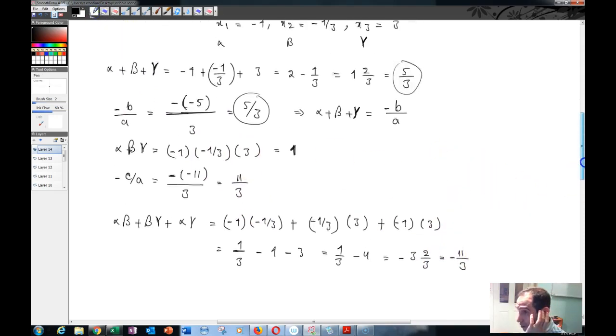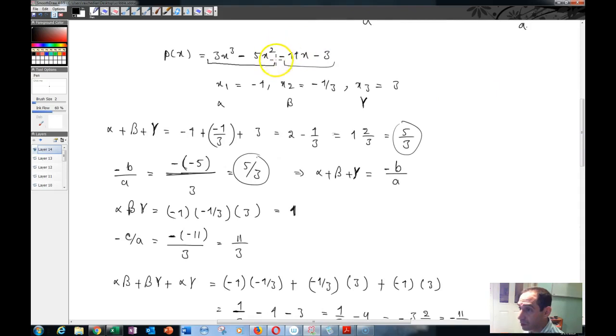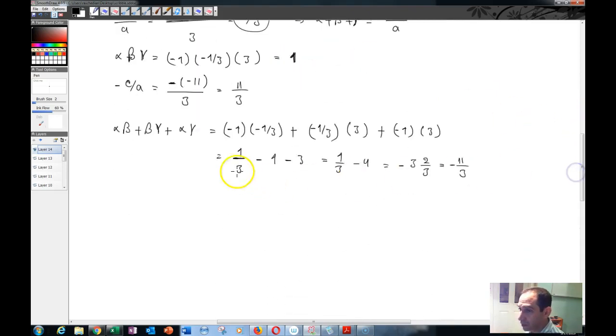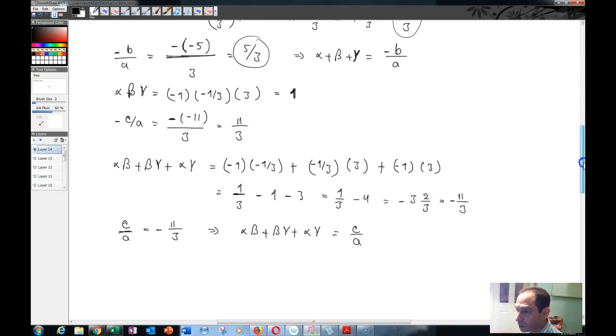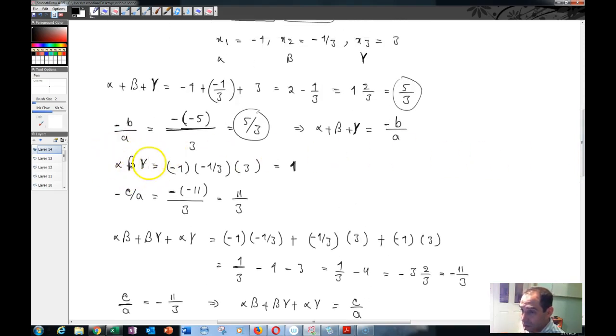Now, if you calculate here c by a is equal to -11/3. So c by a is equal to -11/3, and you can see that alpha beta plus beta gamma plus alpha gamma is equal to c by a. But the only thing that here doesn't work is the second one, which is the product of the roots.